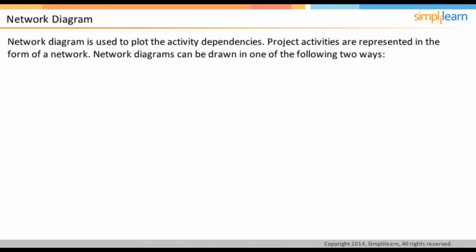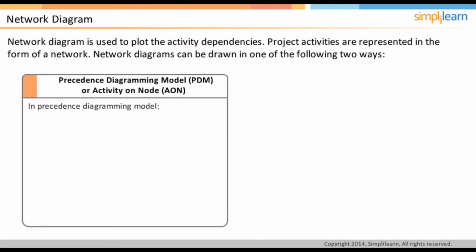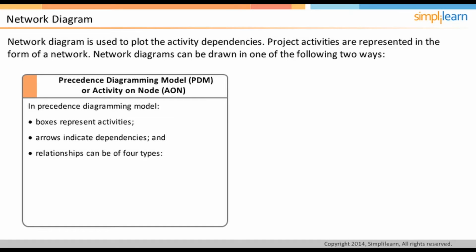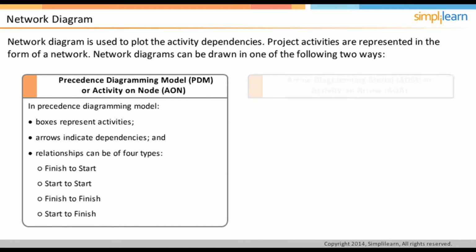Network diagram is extensively used in the project time management knowledge area to plot the activity dependencies. This is a graphical representation of the project activities in the form of a network. There are 2 ways to draw a network diagram. In precedence diagramming model, PDM, or Activity on Node, AON, boxes represent activities and the arrows indicate the dependency. This type of network can have all four types of relationships between the activities.